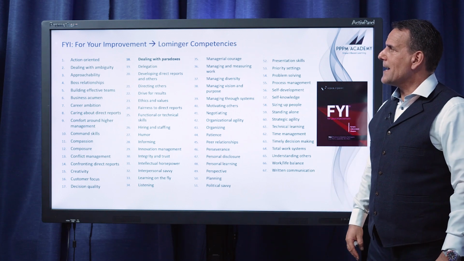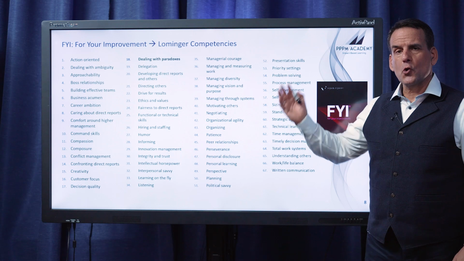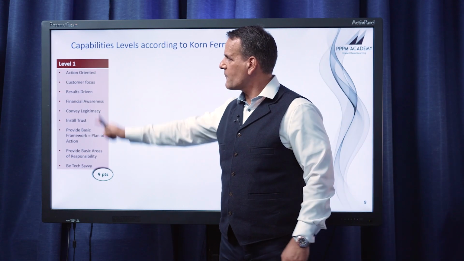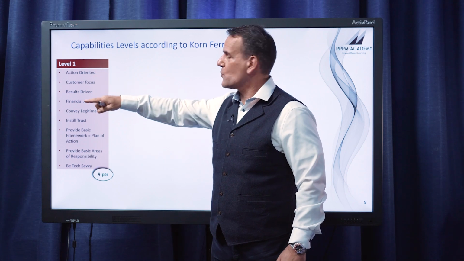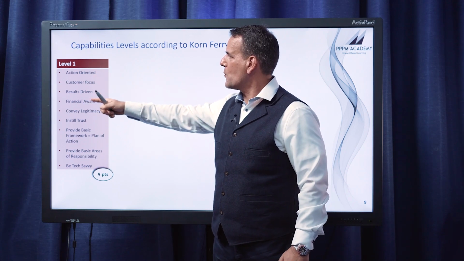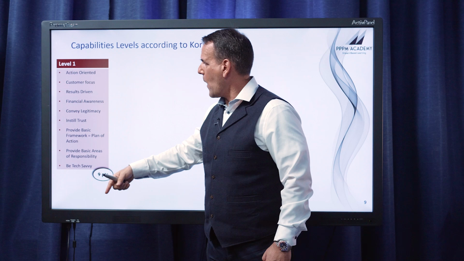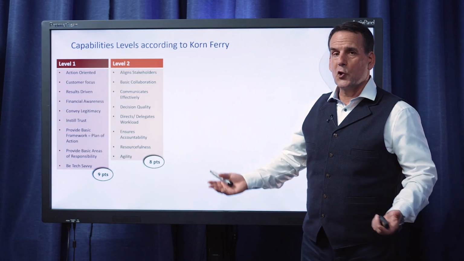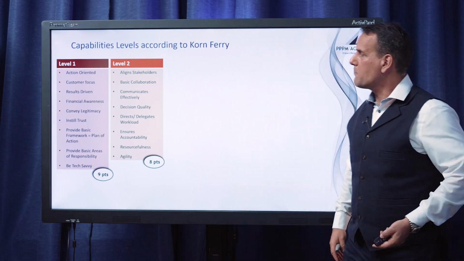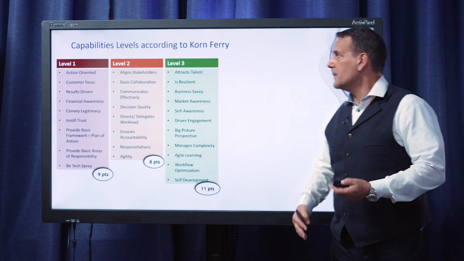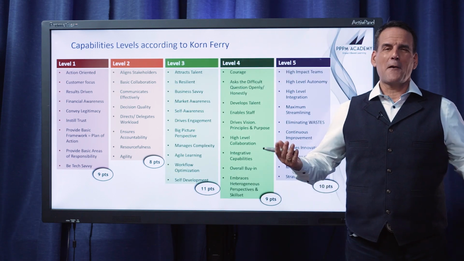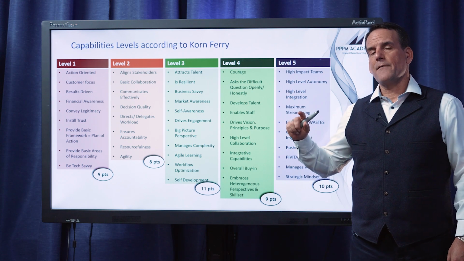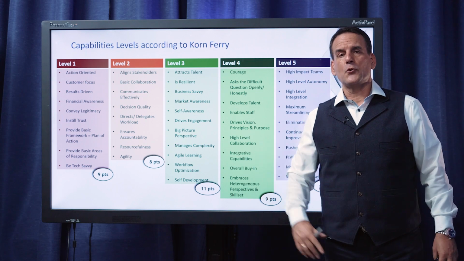Now, they actually have a maturity model in Lominger that starts off with level 1, right? And you get points for being able to have these things, whether you're action-oriented, these are the competencies, customer-focused, results-driven, financially aware, convey legitimacy, all that kind of stuff. So that's level 1. Then there's a level 2, based on the points that you get, another 8 points. Then you have a level 3, then you have a level 4, level 5, kind of how maturity models work. We'll provide you a download option for this PDF. I'm not going to go through this in great detail. That's something that we'll do in the Academy.